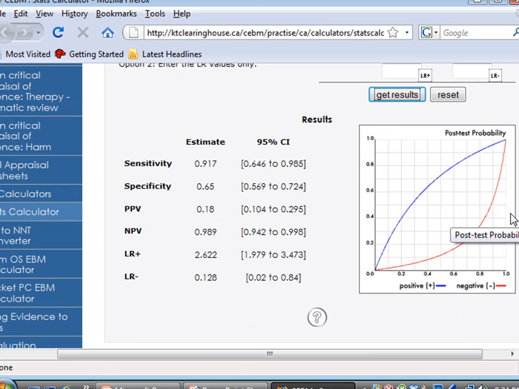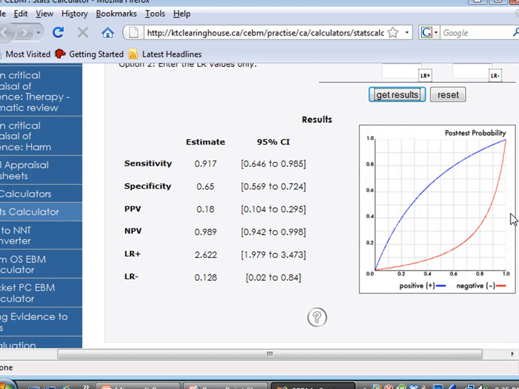So when we click on the Get Results, you can see that all the values we've discussed are calculated. It's magic. All the statistics from the study that were in the 2x2 table are now represented. In addition, we see that the CIs or confidence intervals have also been calculated. We'll discuss their value in just a moment.